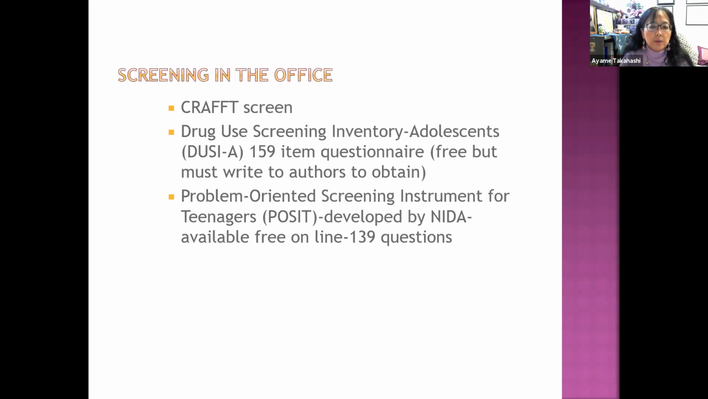So screening in the office, these are fairly common screening tools. Now the CRAFT is an easy one. It's kind of like the CAGE screen for adolescents. CAGE, I think most of you are probably familiar, is the quick and dirty screening for alcohol abuse. But the CRAFT screen, which I'll go over in greater detail in a minute, is very useful for screening adolescents. There's also the Drug Use Screening Inventory for adolescents. Now that is a 159 item questionnaire. It's free, but you have to write to the authors to obtain it. And then there's the POSIT. That is developed by NIDA, and it's free online, and it has 139 questions. So really, the more questions you have, you may or may not get complete answers from people, but these are available.